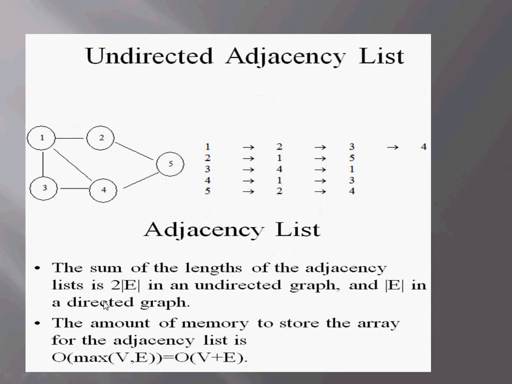Next, the undirected adjacency list, with nodes 1, 2, 3, 4, 5. Here 1 has a relationship with 2, 3 and 4. 2 has a relationship with 1 and 5. 3 has a relationship with 4 and 1. 4 has a relationship with 1 and 3. 5 has a relationship with 2 and 4. This is what is called an adjacency list. The sum of the lengths of the adjacency lists is 2E for an undirected graph and E for a directed graph.